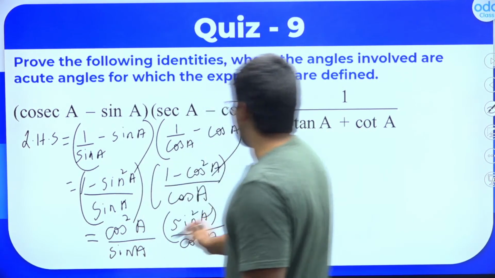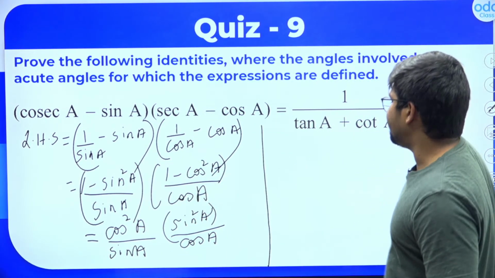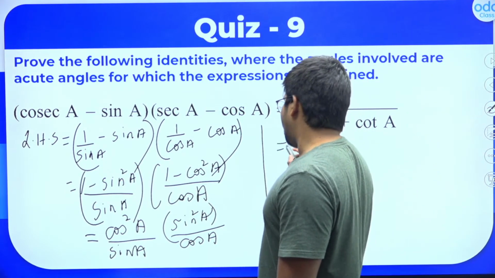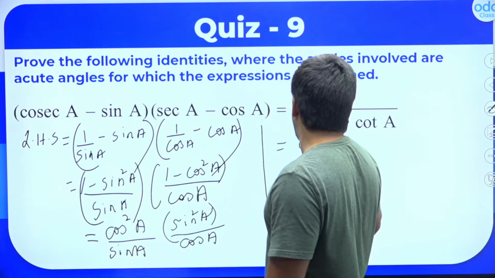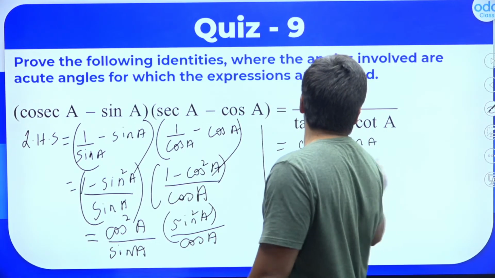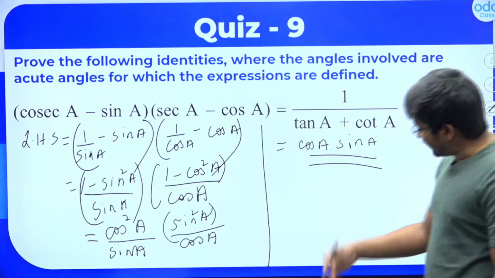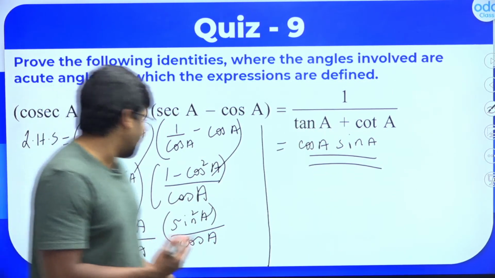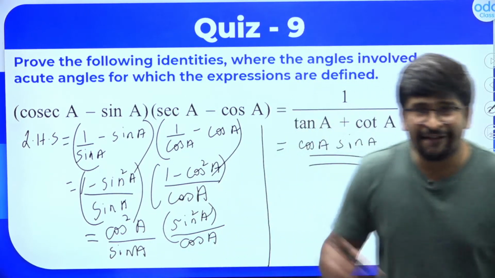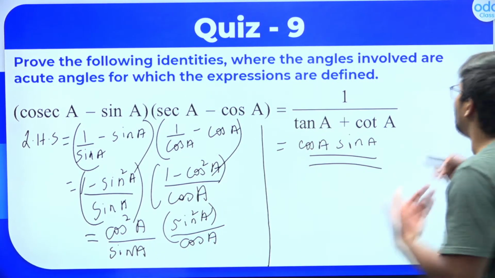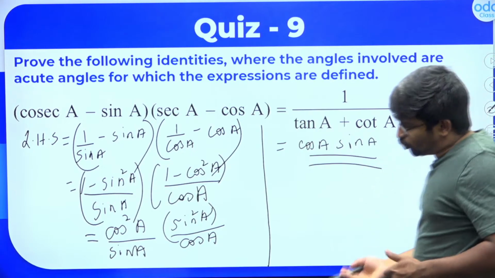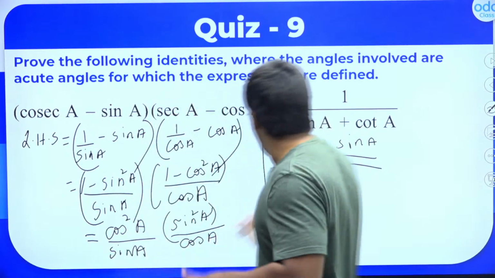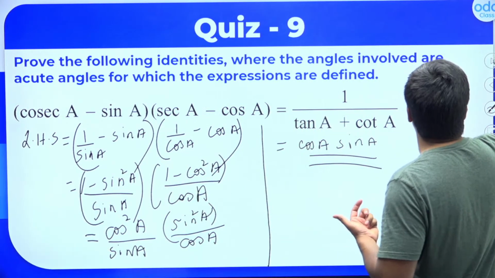So what does it become? Cos and cos cancel, and sine cancels. We are left with cos A and sine A. This is what we have in the LHS now. Is it the same as RHS? This is the maximum we have reached: cos A sine A. We have not yet reached the answer, so let's simplify the RHS and make RHS as cos A sine A.